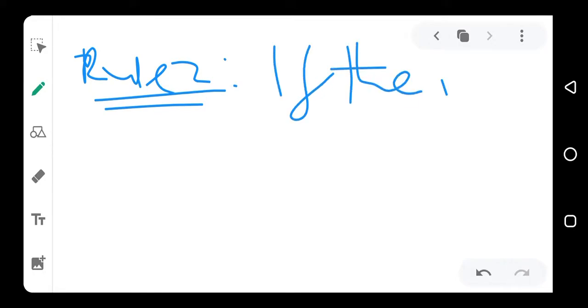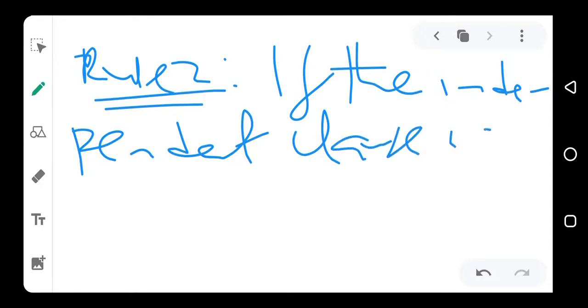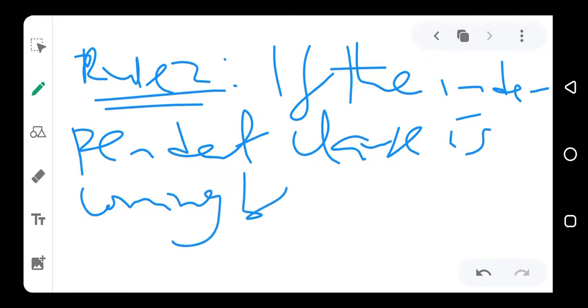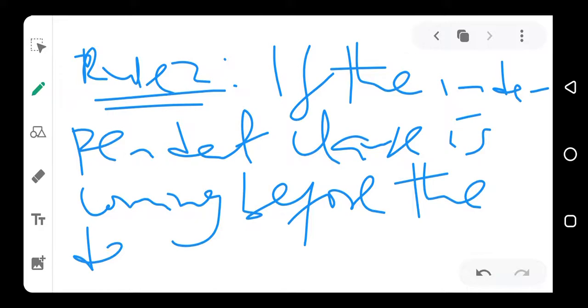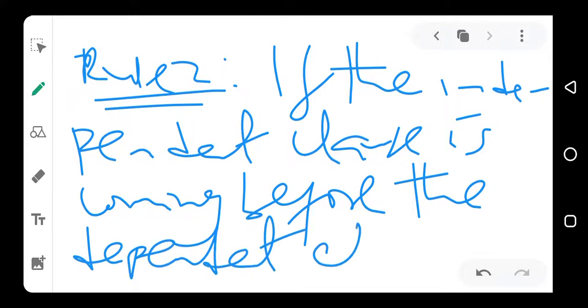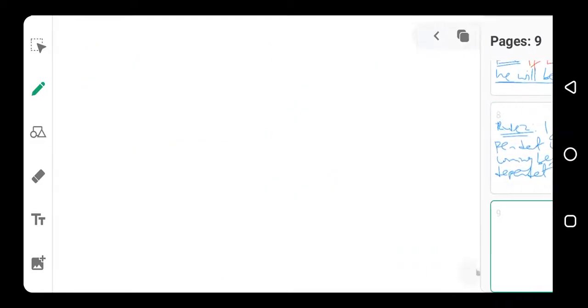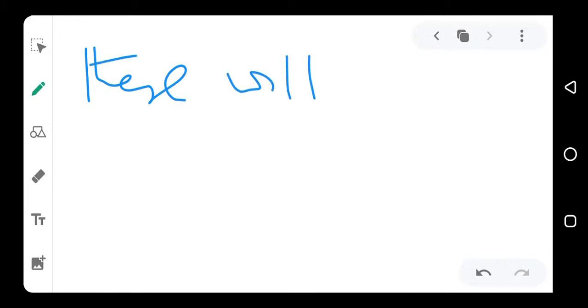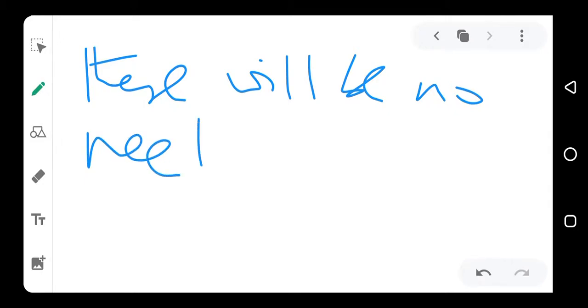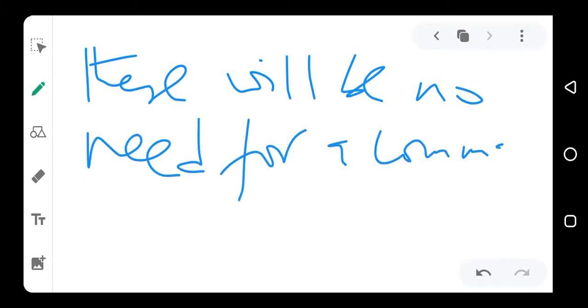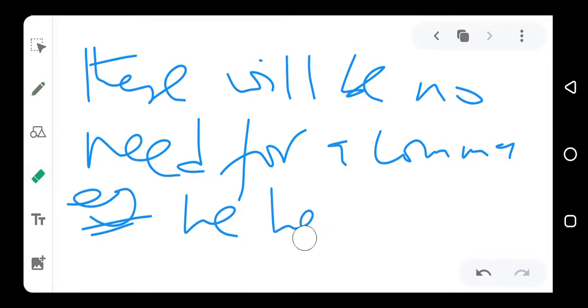Rule 2: if the independent clause is coming before the dependent clause, there will be no need for a comma. Example: he will beat you if he comes.